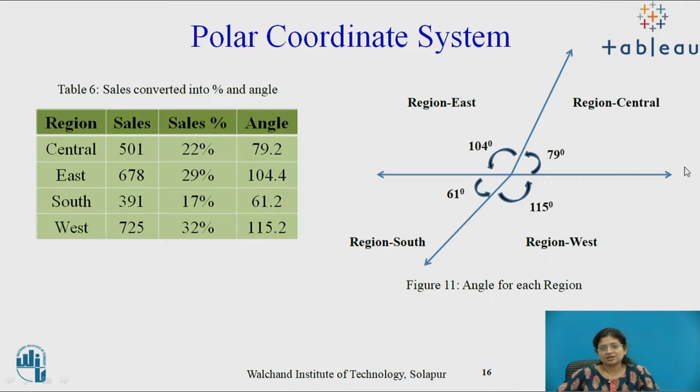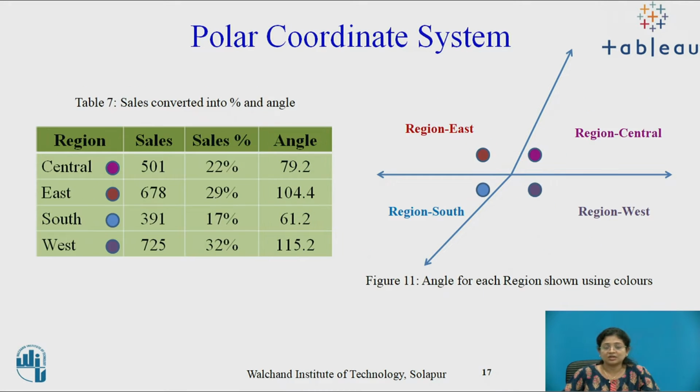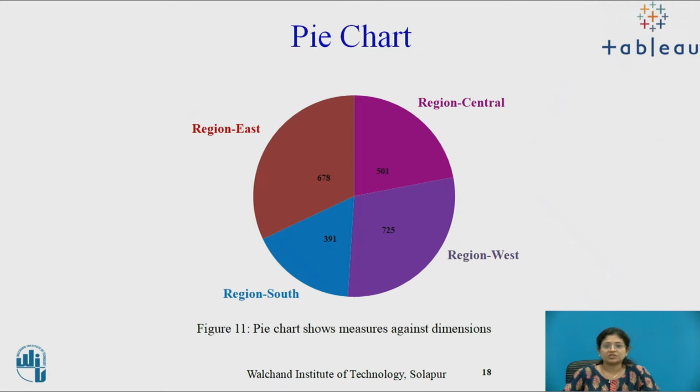Now, look at this diagram. Here in this diagram, for the central region there is a 79-degree angle. For the east region, there is a 104-degree angle. For the south region, there is a 61-degree angle, and for the west region, there is a 115-degree angle. Now, if I convert these angles into colors, I will get this pie chart. This pie chart shows measures against the dimension.